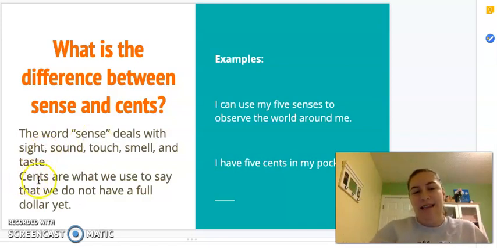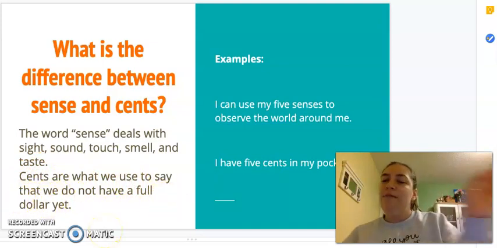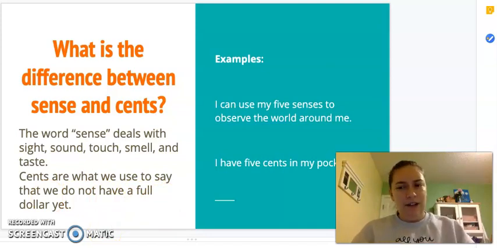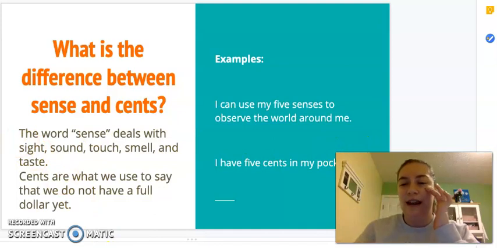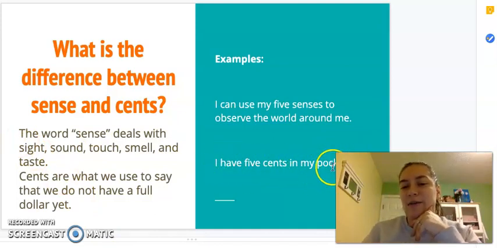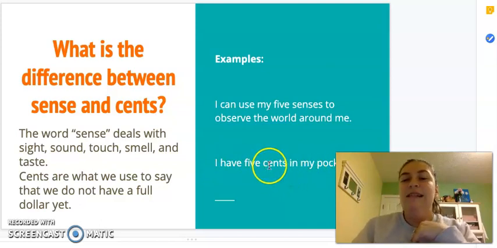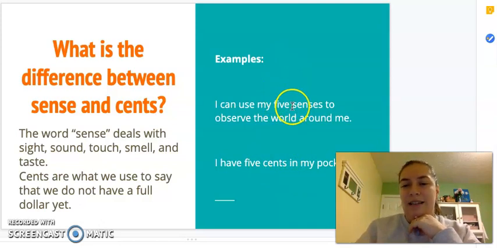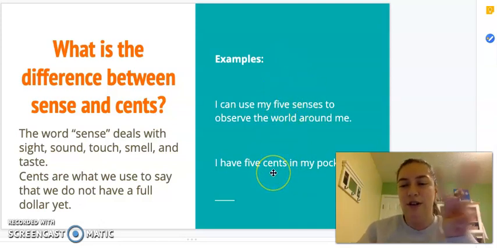And then C-E-N-T-S, those are what we use to say that we do not have a full dollar yet. So you can get all the way up to 99 cents, right? But you don't usually have 100 cents. When we get up to 100 cents, we convert that into a dollar. And I see my little screen over here is kind of covering my other example. It says, I have 5 cents in my pocket. So please, please, please do not write cents like this. They're 2 different words.